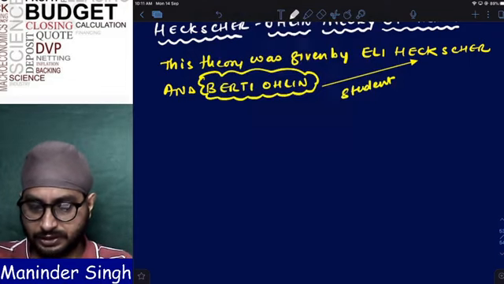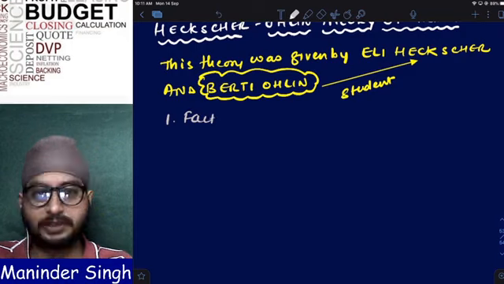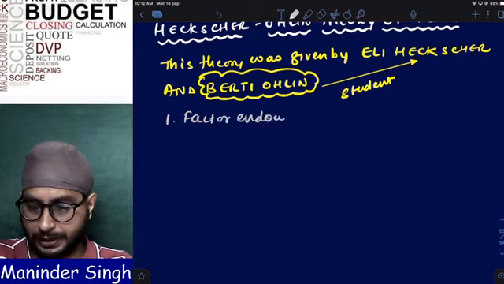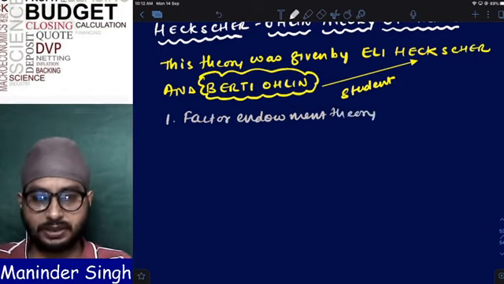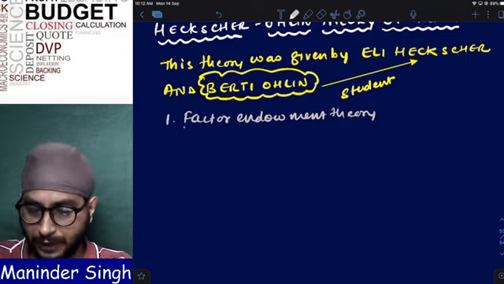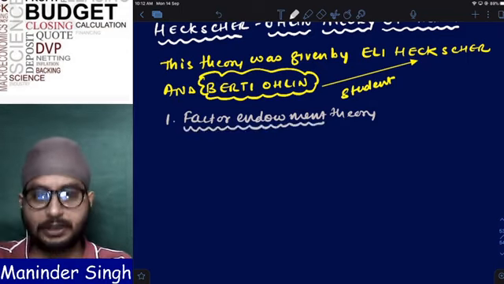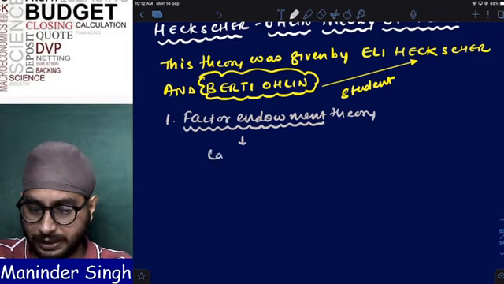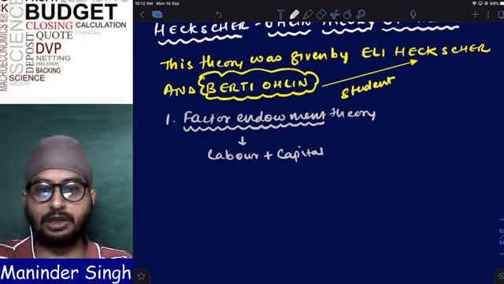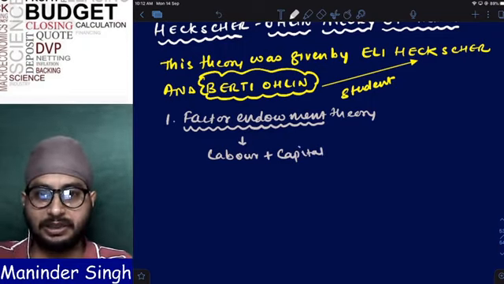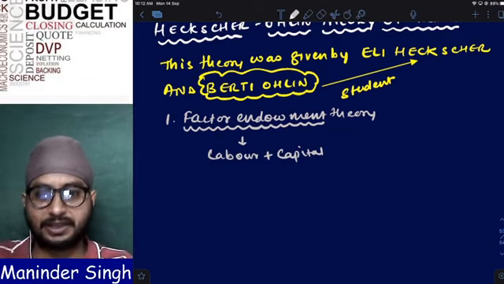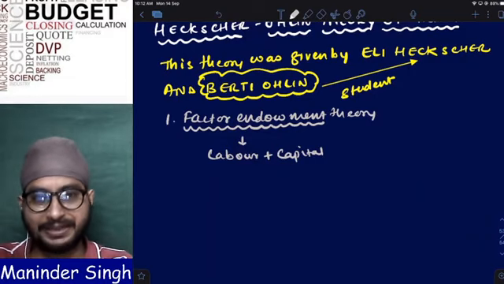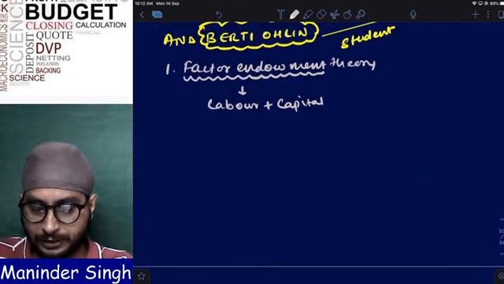Now remember one thing, this theory is also called the factor endowment theory, right? Factor endowment theory. Sir, what does factor endowment mean? Factor endowment means labor plus capital. Till now, only labor was taken into consideration. In this theory, we have to consider labor also, and capital also, then decide international trade. So factor endowment means labor plus capital. That is why it is called the factor endowment theory.